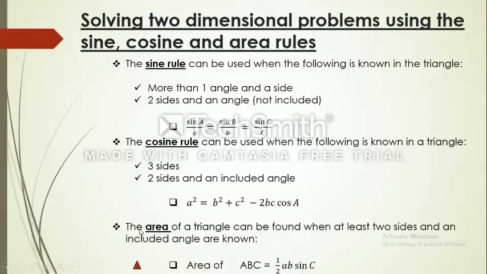The third one is the area rule. The area of a triangle can be found when at least 2 sides and an included angle are known. We use the formula area of triangle ABC is equal to half ab sine C. You would remember that for a right angle triangle we use the simple formula area is equal to half base times height.